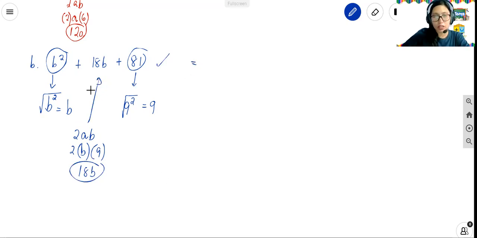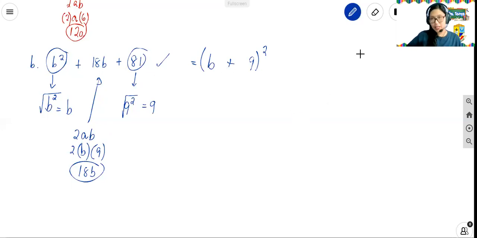Hence, our factor would be the square root of the first term, b, the square root of the last term, 9, and then since they're all plus, plus, and then raise it to the second power. Again, make sure that the first and the last terms are perfect squares, and that when you multiply the square roots of the first and last terms times 2, the answer is the middle term. If it's all plus, then you just put plus here.